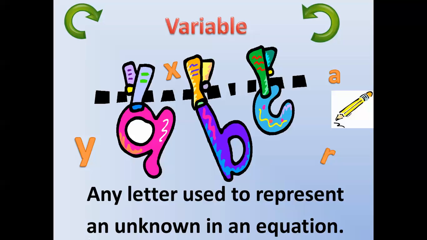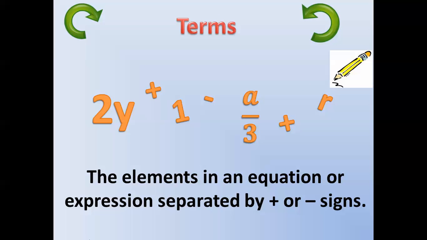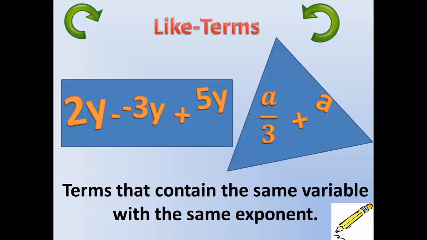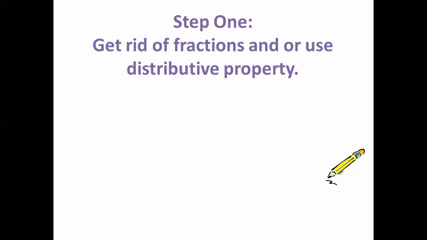Variable, this is important. It's a pencil. Any letter used to represent an unknown in an equation. Terms, the elements in an equation or expression separated by plus or minus signs. Like terms, terms that contain the same variable with the same exponent. So we'll copy all of those down, and again, you can pause these at home. It's the end of our vocabulary.